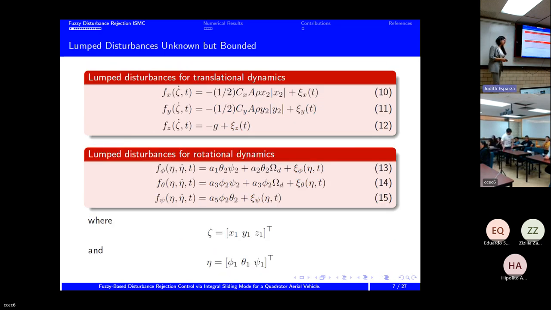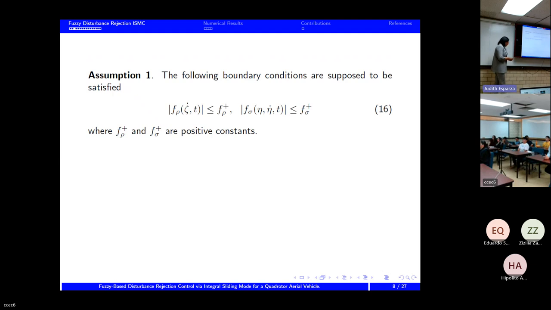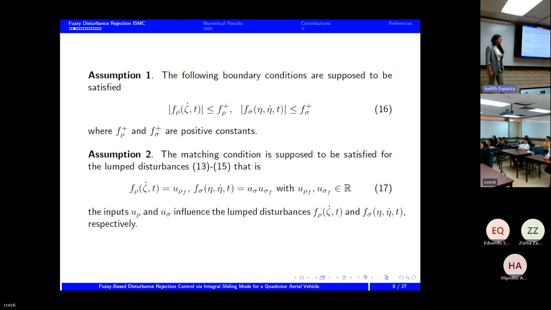And for the lumped disturbances, there are the lumped disturbances for translational dynamics and for rotational. We are considering the following assumptions. In assumption number one, we have some boundary conditions. And in assumption number two, we have a matching condition.